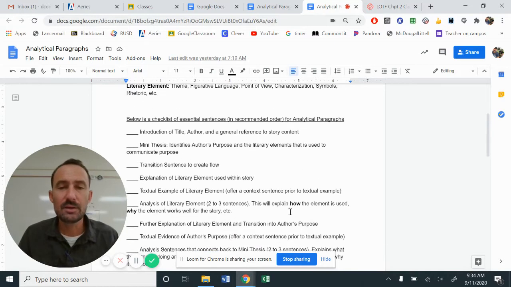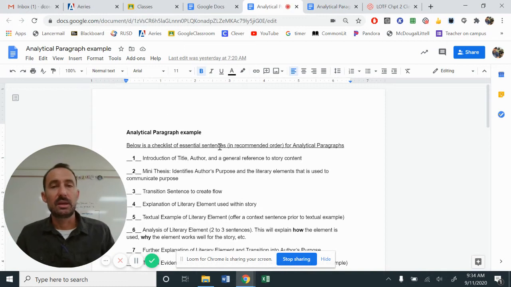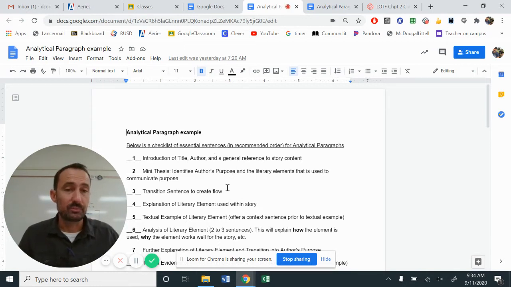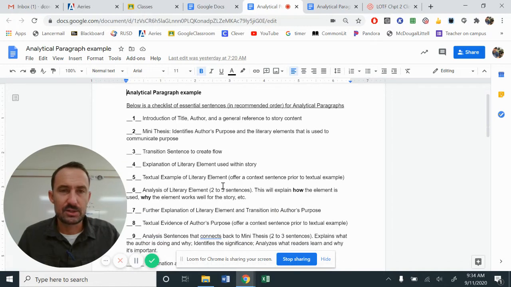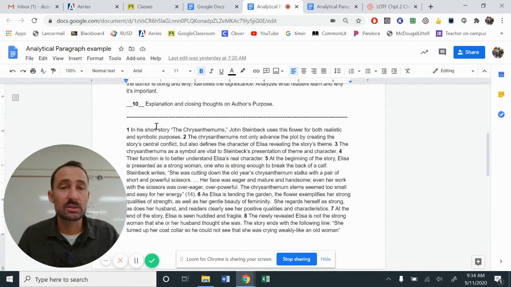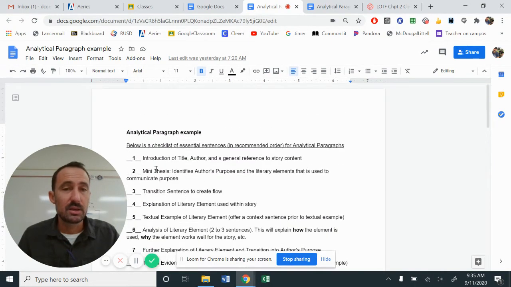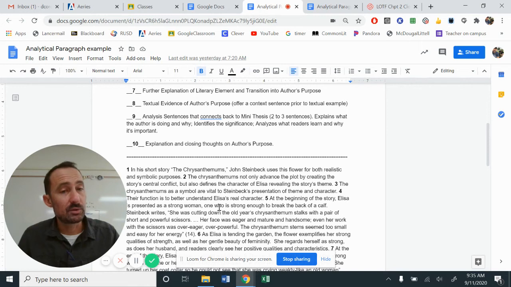If you notice, there's another document that's attached as well. It is the analytical paragraph example. Make sure you have this document up. What I've done is I numbered the sentences for you. If you look down below, there is an analytical paragraph about John Steinbeck's short story, The Chrysanthemums. It's a great short story. If you have time to read it, go for it. But what I did was I documented each sentence with a number, and then you can find it down here.